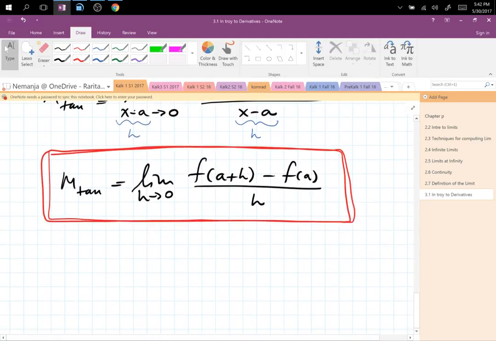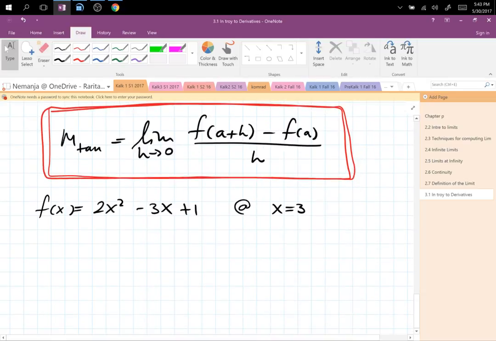So let's use this formula now on the same problem and compute f of x is equal to 2x squared minus 3x plus 1 at x equals 3. Well, we need to know more math now because we have to deal with the function composition, this a plus h deal. So now what do I have? How much is f of a plus h? A is 3, right? So I have 3 plus h is going to be 2 times 3 plus h squared minus 3 times 3 plus h plus 1.